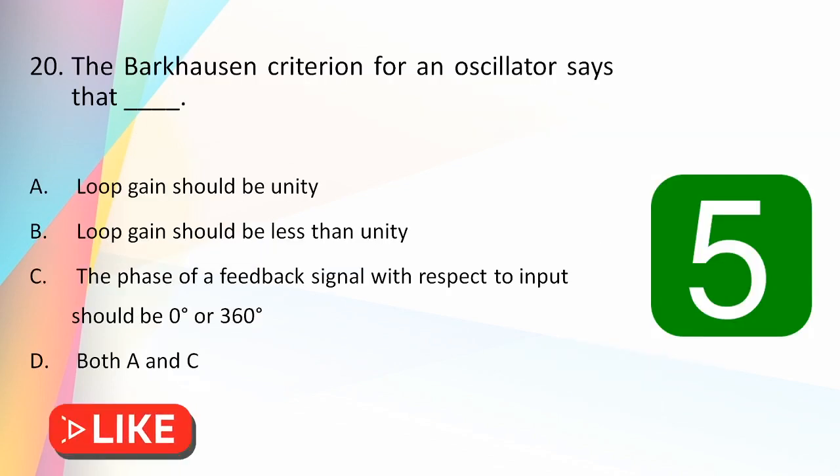And the last question. Barkhausen criterion for an oscillator says that loop gain should be unity, loop gain should be less than unity, the phase of the feedback signal with respect to input should be 0 degrees or 360 degrees, both A and C. And here you go.